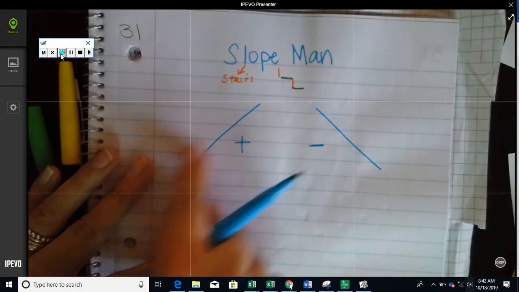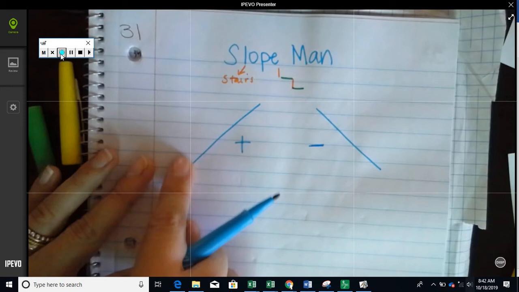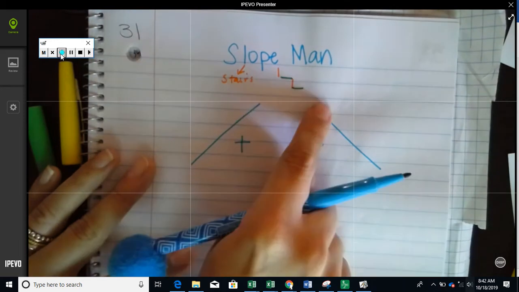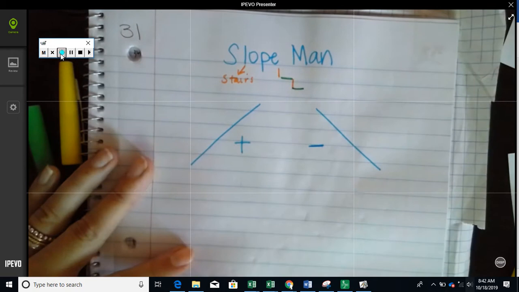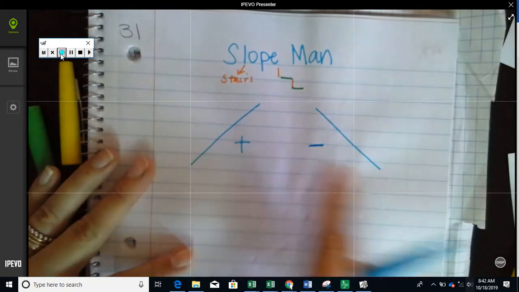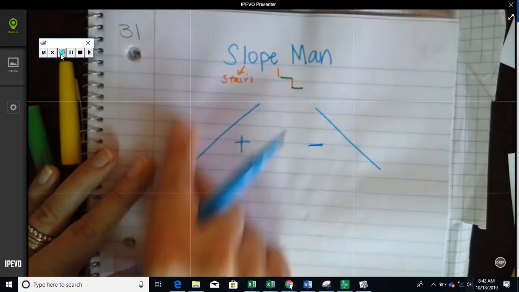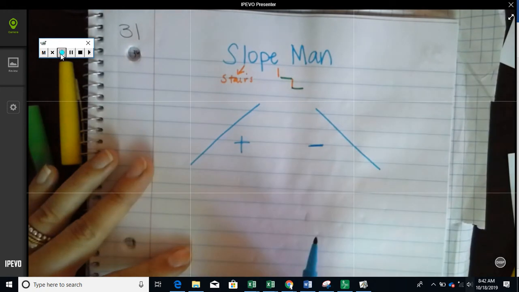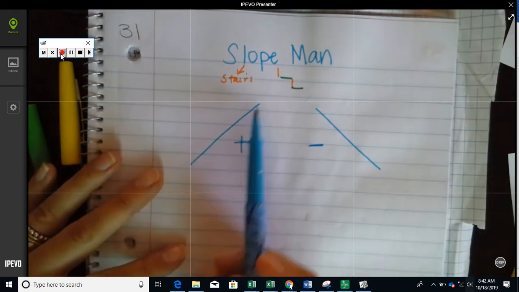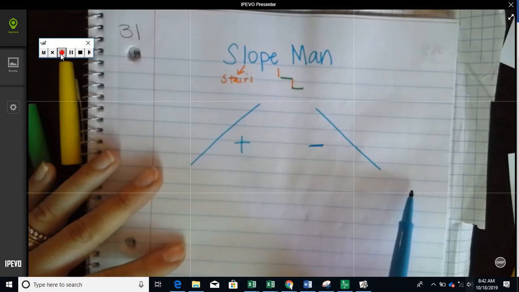So this eyebrow here, if your graph looks like this one, it's positive slope. If your graph looks like this one, it's negative slope. Those are the two main types that we're going to deal with these 6 weeks, either positive slope or negative slope. Please draw it kind of large on your paper. For example, here you'd be going up the stairs, here you'd be going down the stairs.